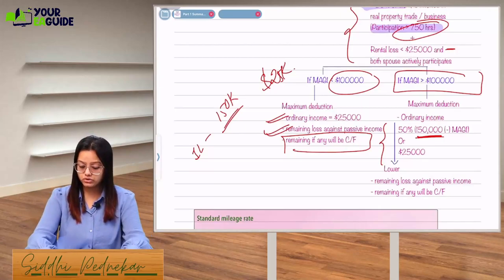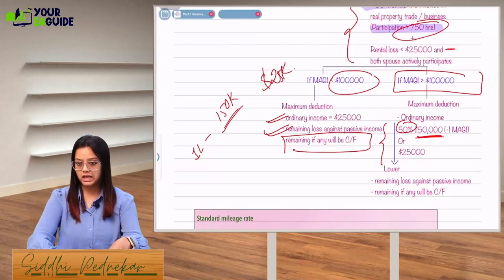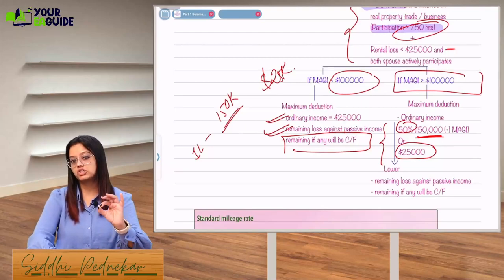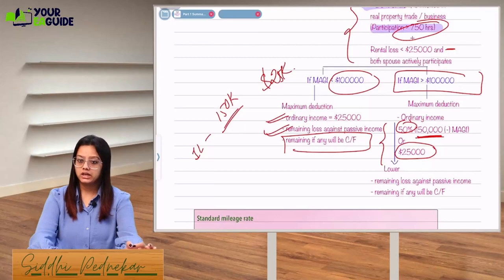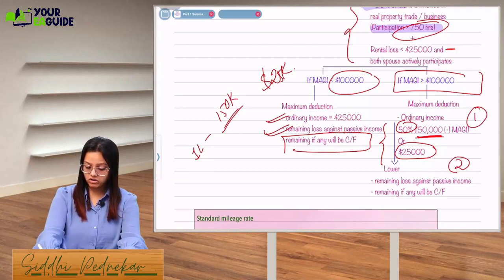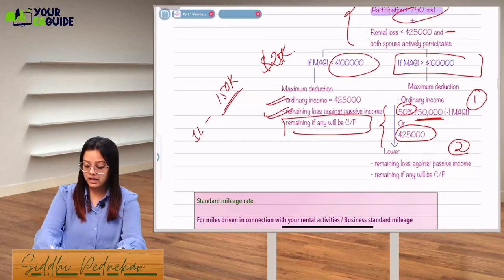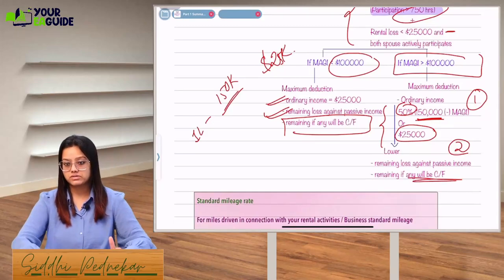So what you are going to do: take 150,000, reduce the actual modified AGI which you have, and multiply it by 50%. Okay, so this is the phase out limit which you need to calculate, and you compare it with the 25,000. Whichever is lower, you reduce that much amount from your ordinary income. First you reduce against ordinary income. Second, you reduce the remaining loss against the passive income, and the remaining, if you have any, will be carried forward to the next years.